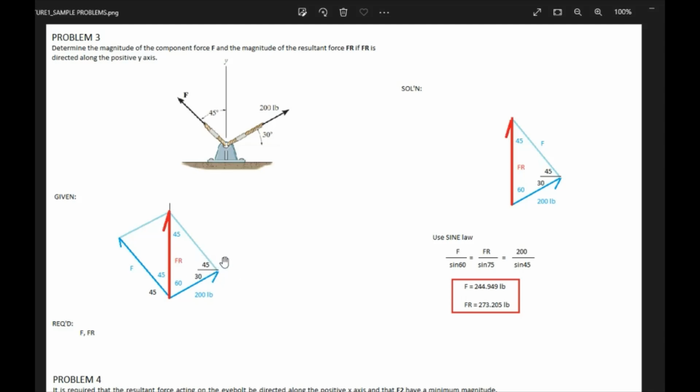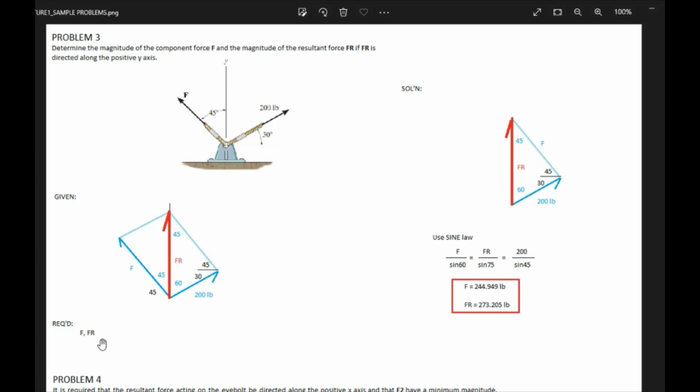Okay? Or we can also say, since this is 45, and this is a horizontal line, of course this is 90 degrees, right? So, if this is 45, this is 90, this is also 45. Okay? So that's another way of looking at it, another way of identifying this angle here. Okay? So that's why I drew this figure with those angles. Alright? Next, what is required? The required are F and Fr.